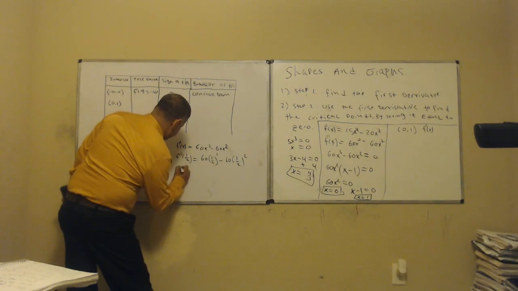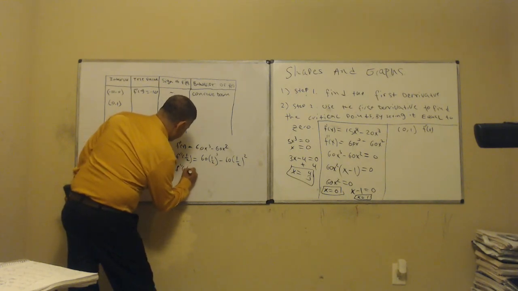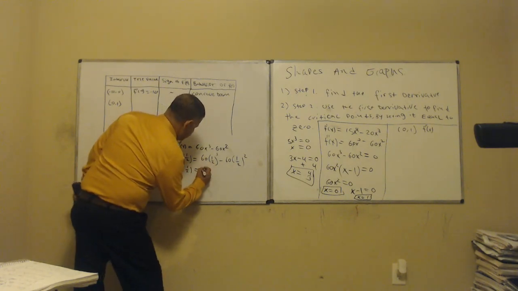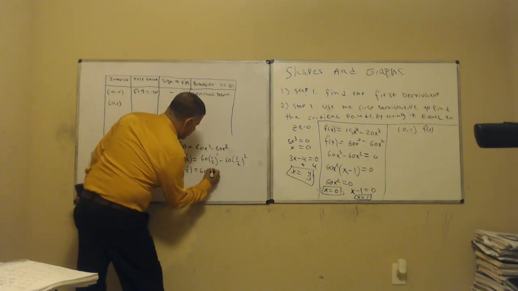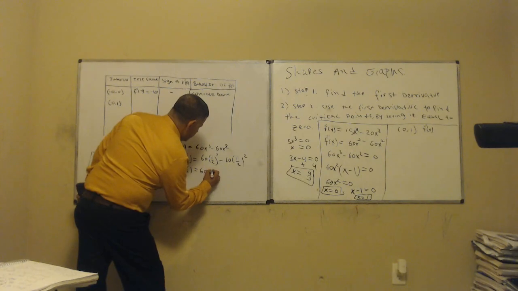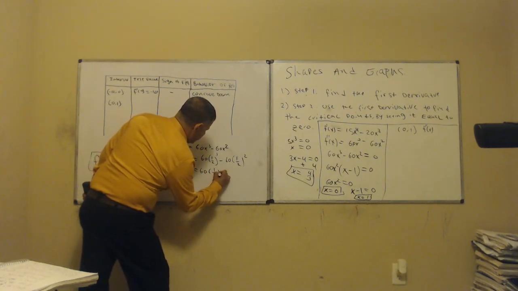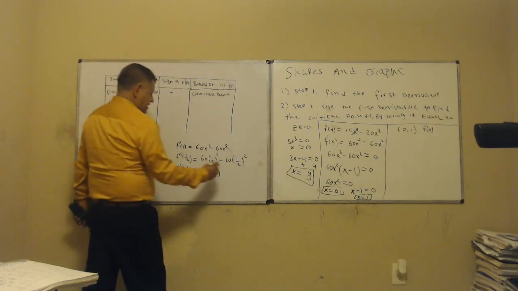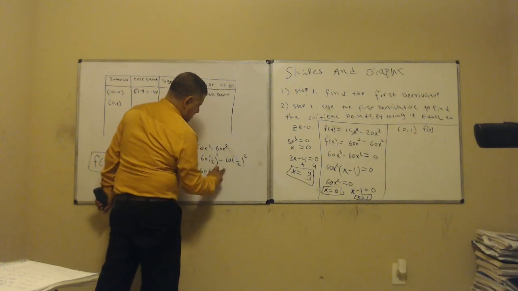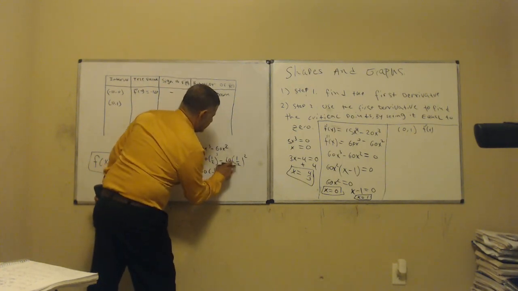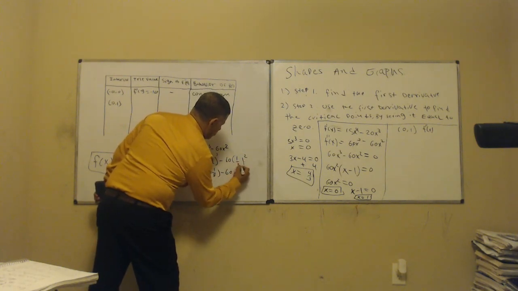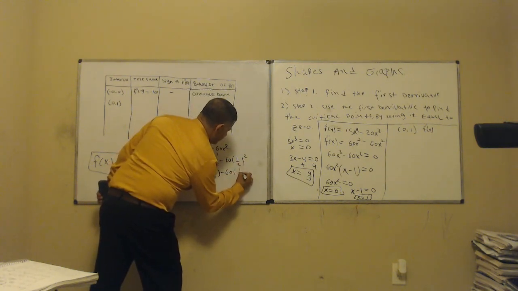Right, so f triple prime of 1/2. Cube that, 60, right? That is 1, so that is 1/8. And then here, minus 60. And then that is 1/4.